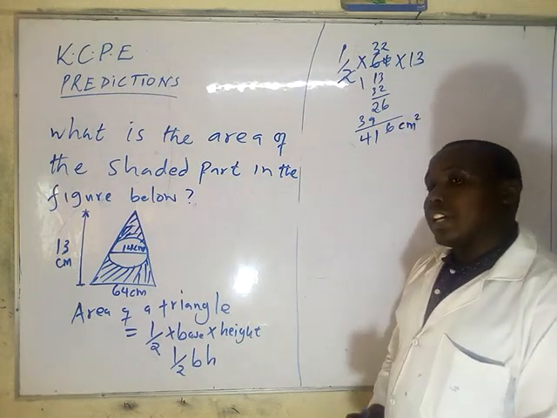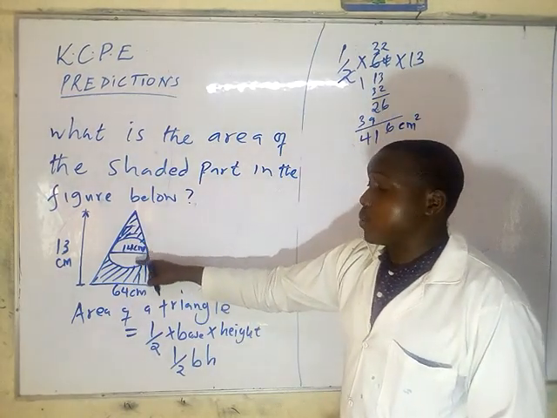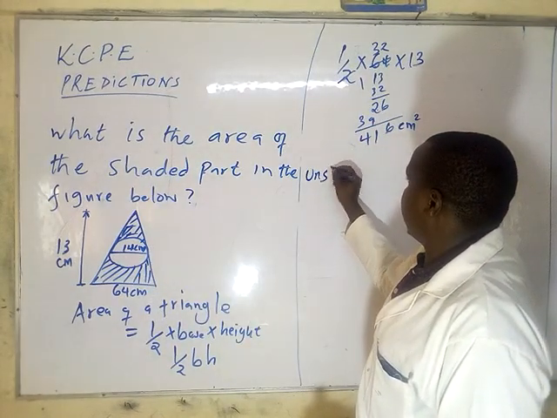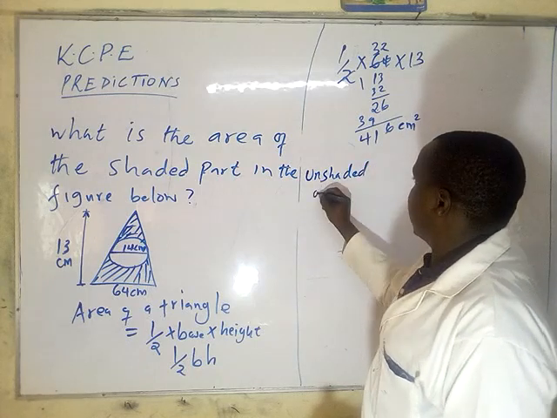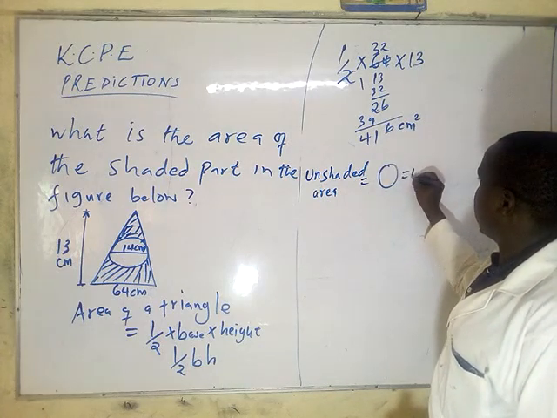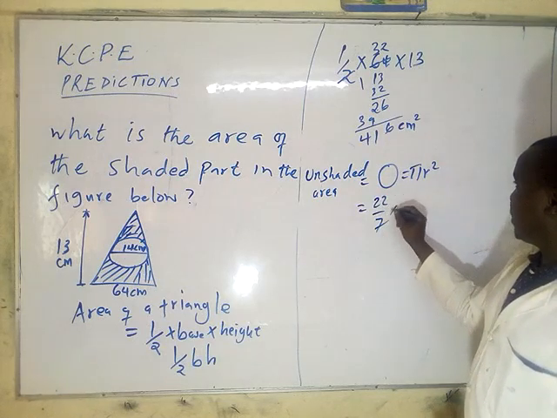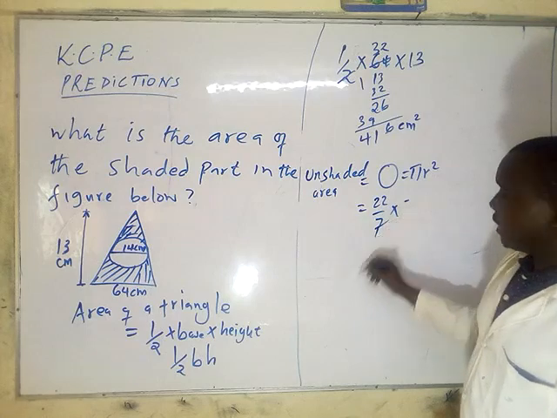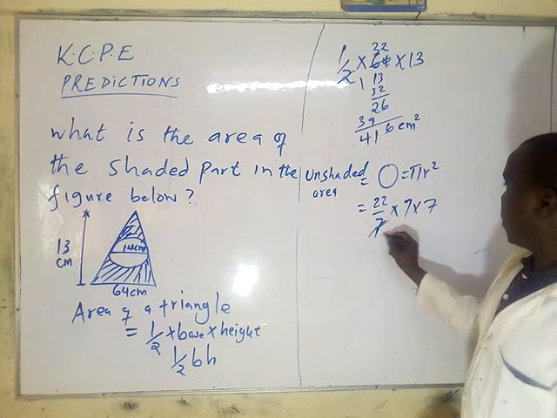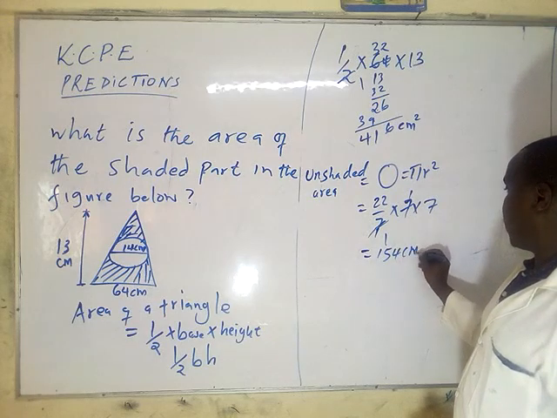So let us calculate now the area of the circle itself. Remember, the circle is the one which is unshaded. So unshaded area is the area of the circle. How do you get the area of a circle? Is equal to pi r square. And this one is 22/7 times the radius, which is 7 because 14 is the diameter, times 7 times 7. Here once, here once. So we have our area is 154 centimeters square.